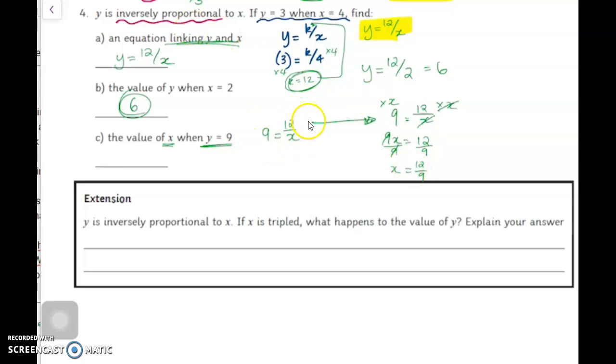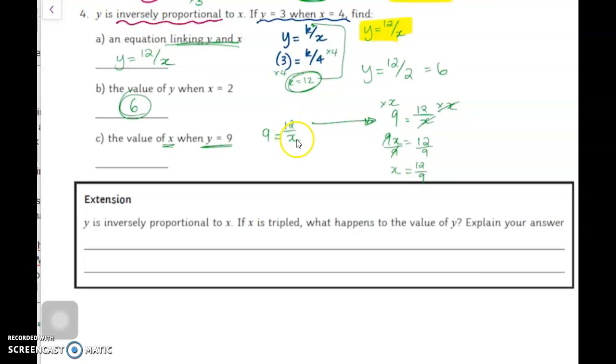So as you can see from the original equation, the position of the x and the 9 has switched over. And so in the future, if you have an equation of this form where your pronumeral is on the denominator, you can just switch the 9 and the x. You can use that result. X would be equal to 12 over 9. That's our answer here.